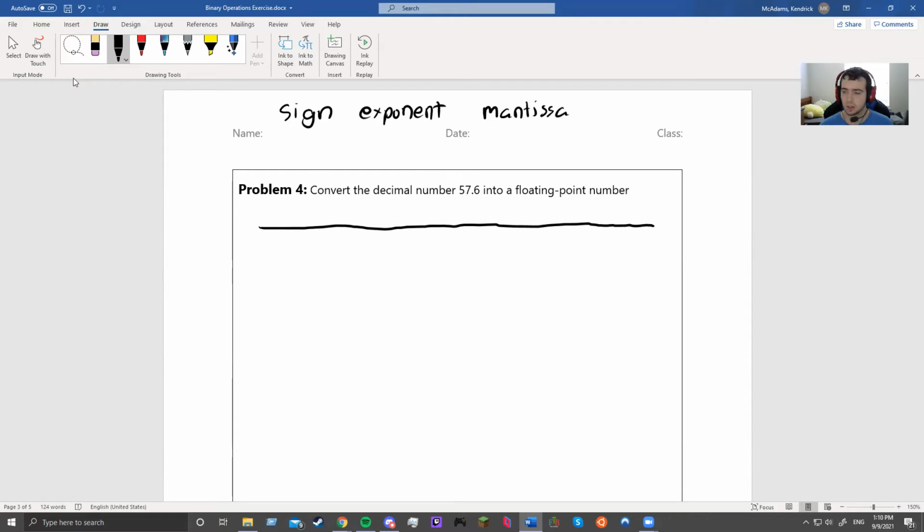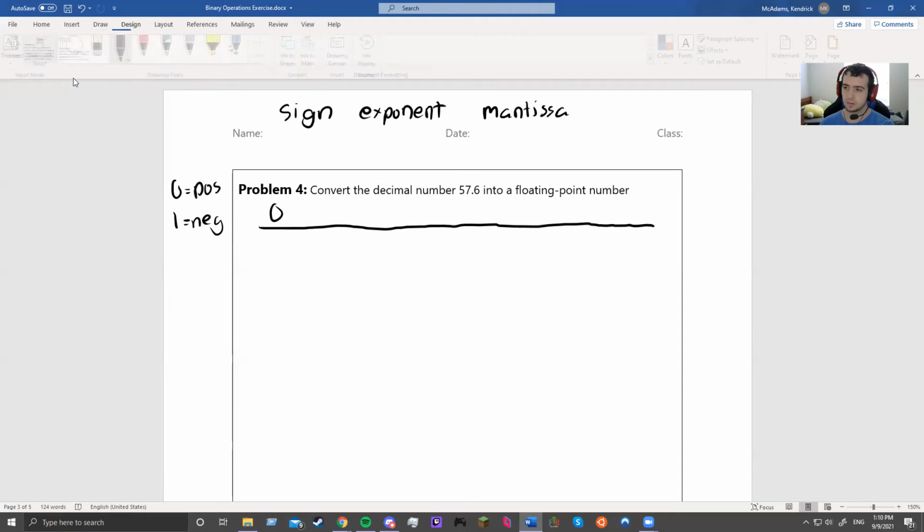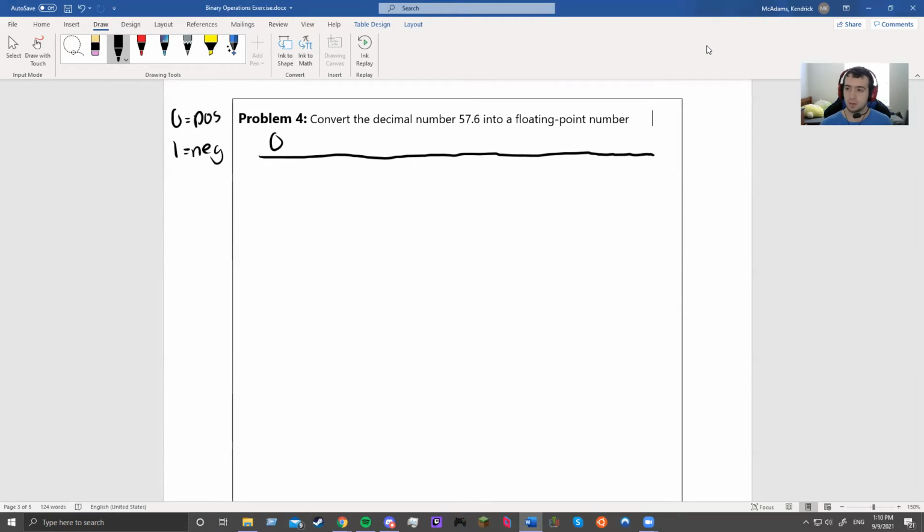So first of all, we're going to start with the sign, the first part. It's 57.6. You write a 0 when it's positive. You write a 1 when it's negative. So this is positive. As you can see, there's no negative sign in front of the 57. So we're going to put a 0 here for the sign area. Now we need to convert the whole number to binary, and we're going to start with the 57. There are many ways to do this.